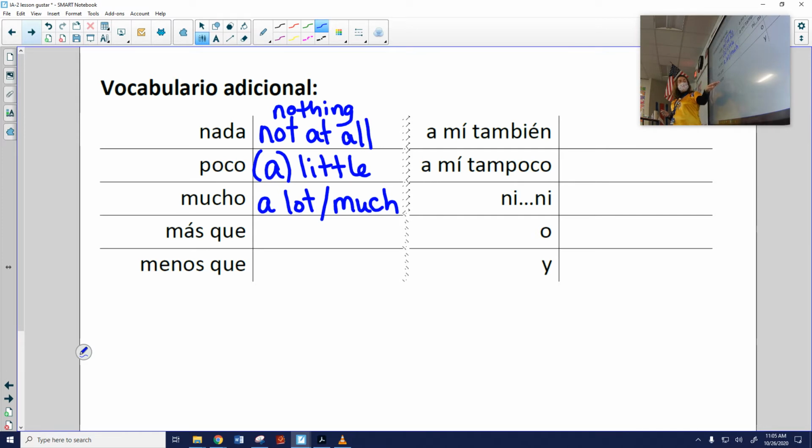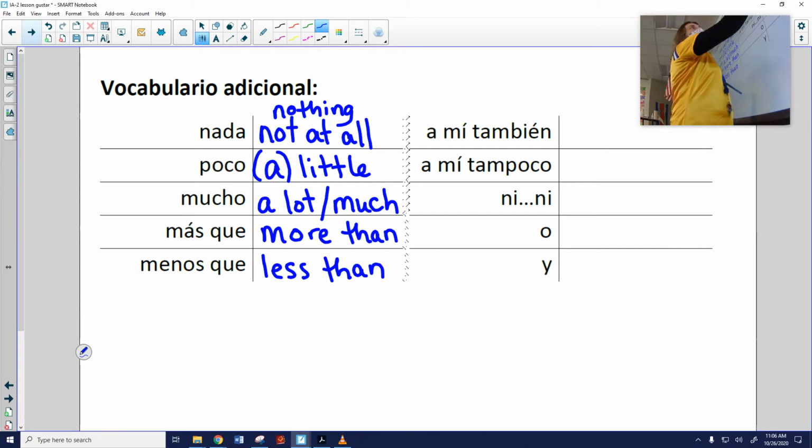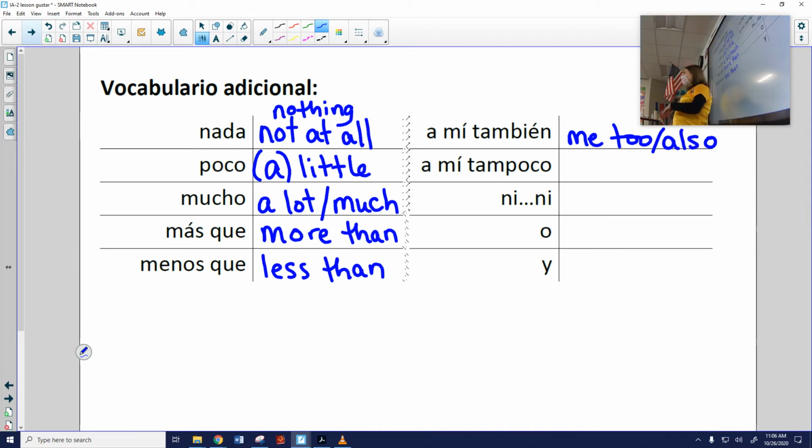Más que, menos que are comparisons. Más, more than. Menos, less than. Más que, more than. Menos que, less than. A mí también means me too, I do too. I like it too. Me too, me also. A mí tampoco means me neither.